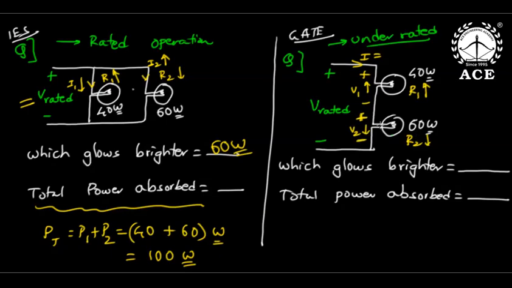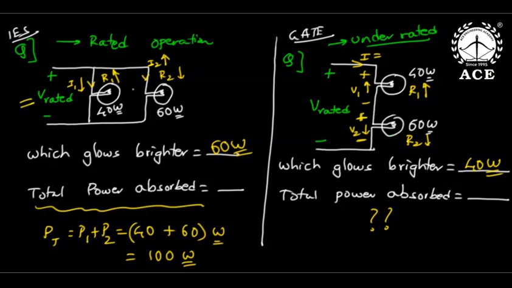Now which bulb will have greater V square by R product? V square by R will be greater for the 40 watt only. So the 40 watt is glowing brighter here. But how to calculate total power absorbed? This is very interesting. You cannot add them here because they are underrated operation. Underrated means both are dim, but the one that is slightly brighter is the 40 watt. Here you cannot add them because it is not rated operation.